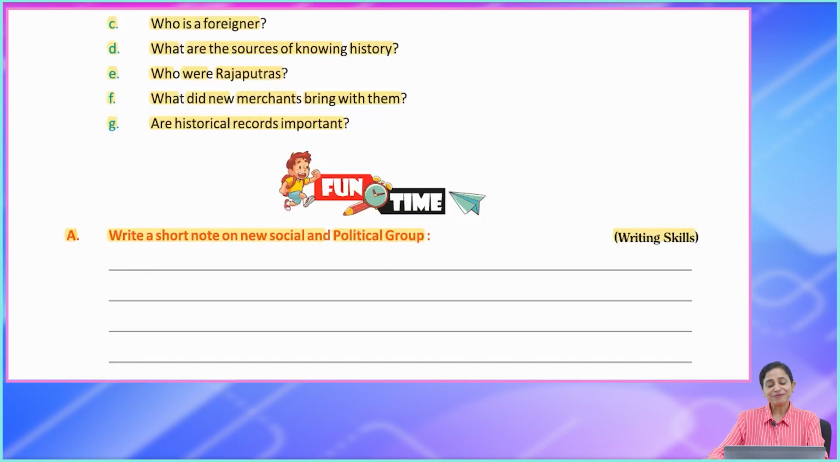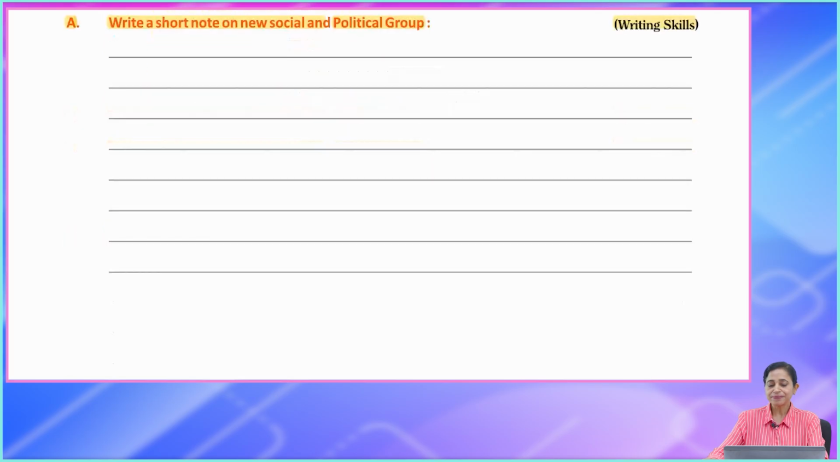Now it's fun time. Fun time says that you have to write a short note on new social and political group. So students, you have read this chapter with passion and with interest. So now it's a time to revise the chapter, go through the chapter once again, write the important information and have fun, enjoy.